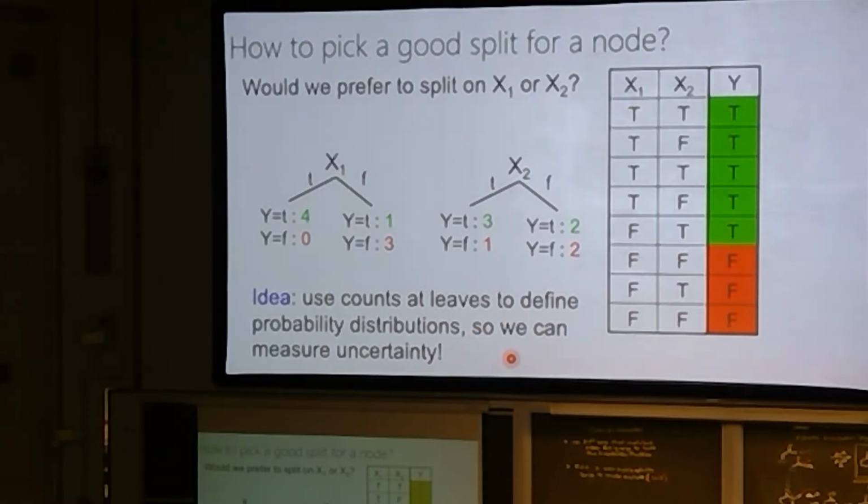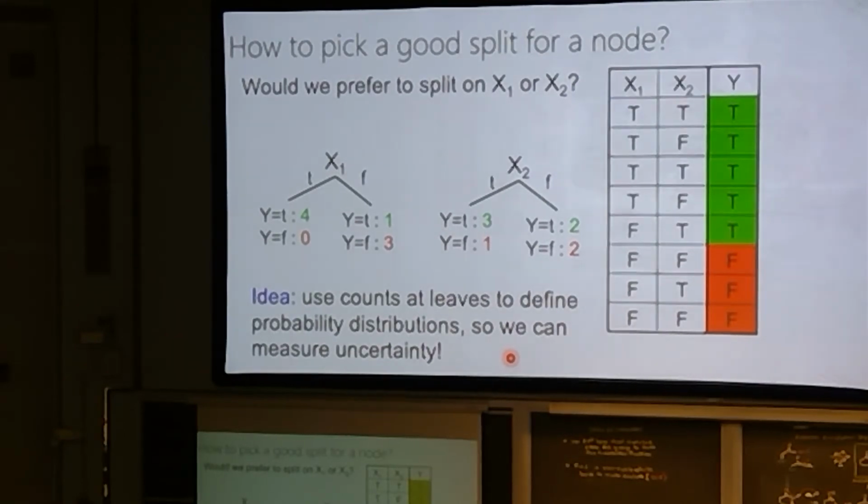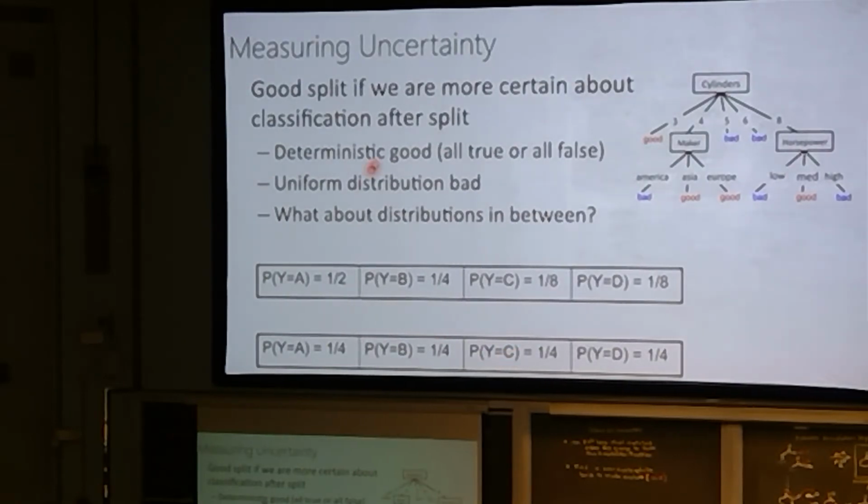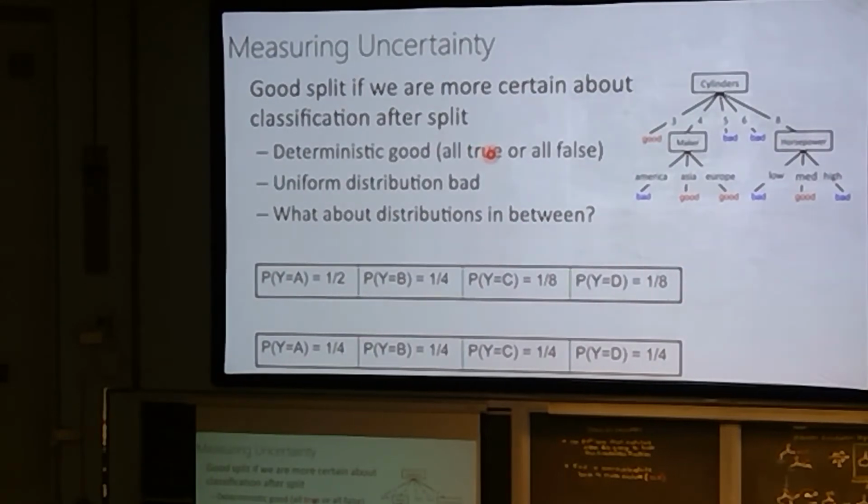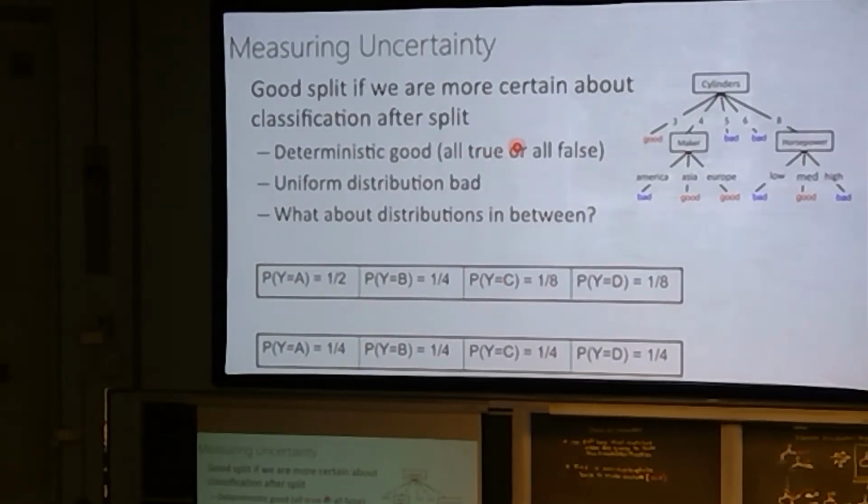That tells us something about the uncertainty of the class, because the idea is that by the time we get to a leaf node, we want to have no uncertainty about the class. We want everything that got to that leaf node to have all the same class, or roughly so. And so a good split is if we are more certain about the classification after we've done the split. As an example, maybe after you make a split on a particular feature, it becomes deterministic. Maybe everything in that bin is all true or all false.